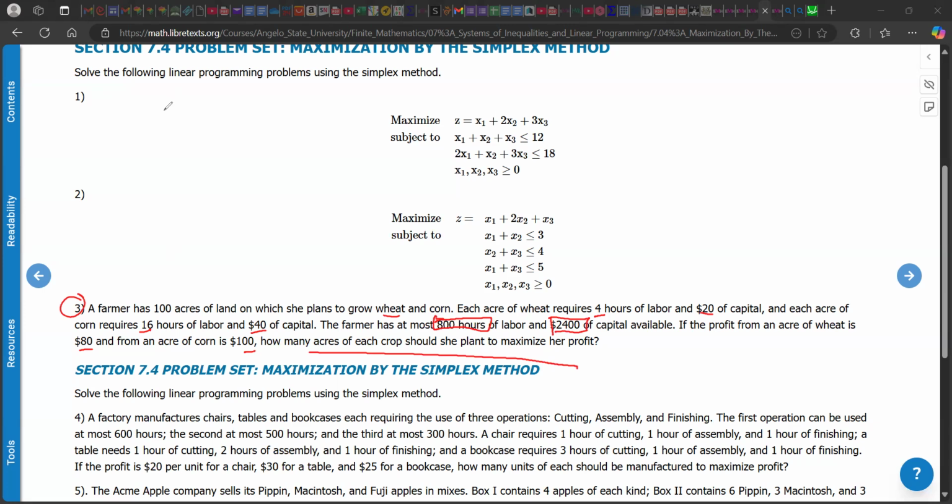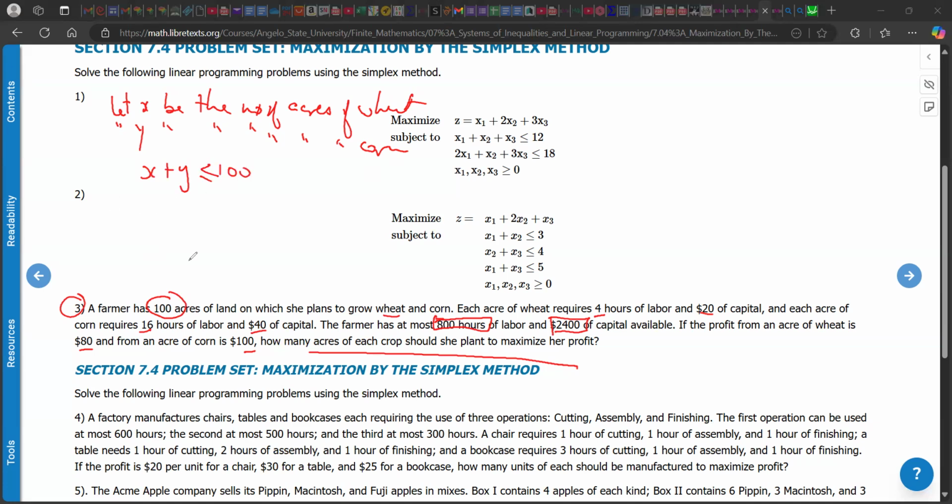So I'll start with, let X be the number of acres of wheat. Let Y be the number of acres of corn, right? So they should add up to 100 because that's all the land he has. So X plus Y should be less than or equal to 100, no more than that.